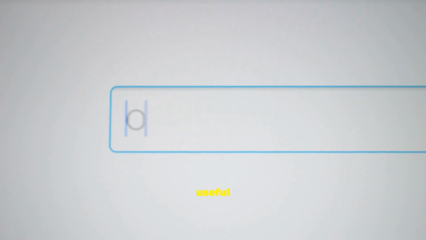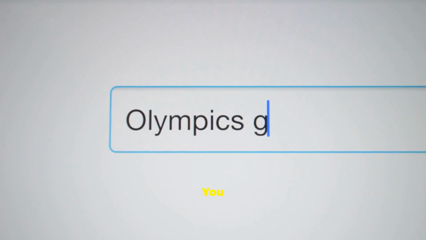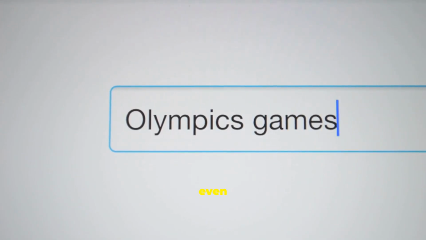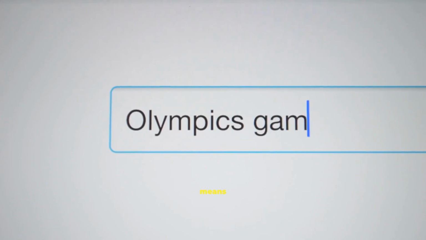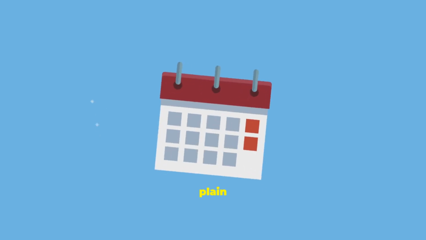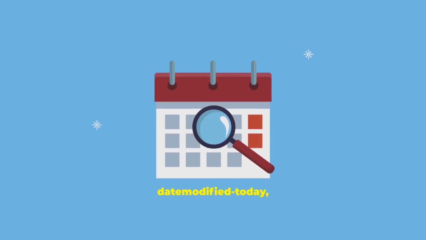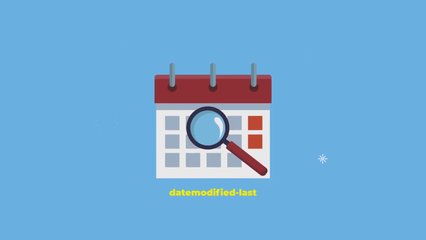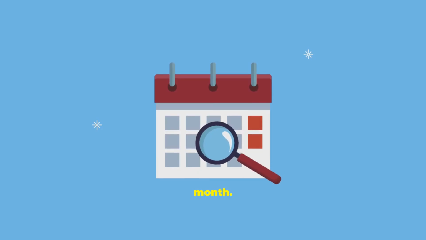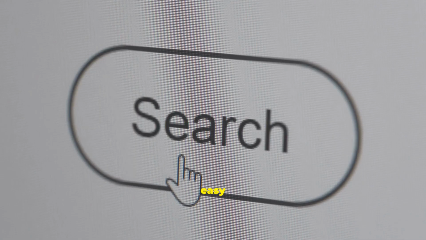Another incredibly useful filter is date modified. You can search specific dates, and it's even more powerful with ranges. The greater than symbol means after, while the less than symbol means before. Use plain language like date modified: today, date modified: yesterday, date modified: this week, date modified: last month. Combining these is easy. Quarterly report kind:document date modified: last month is a highly specific query.